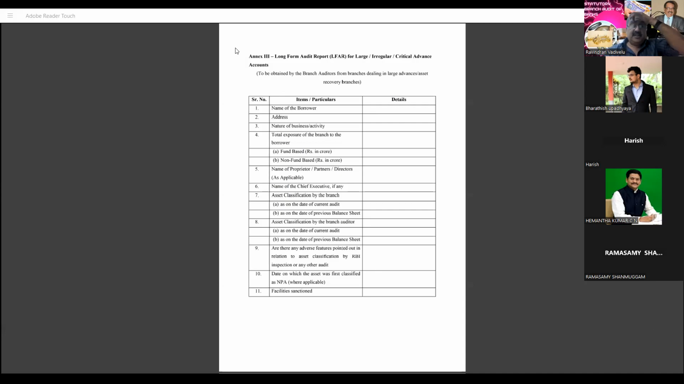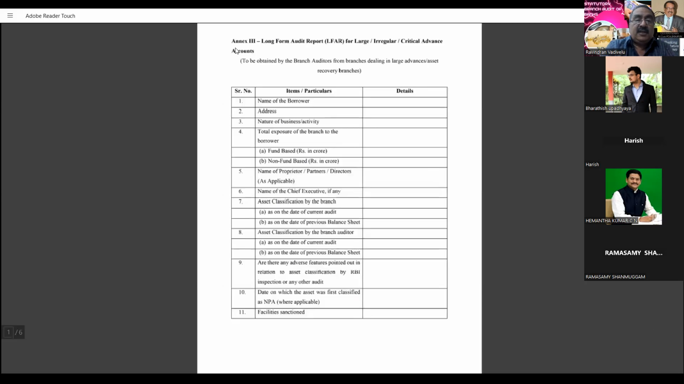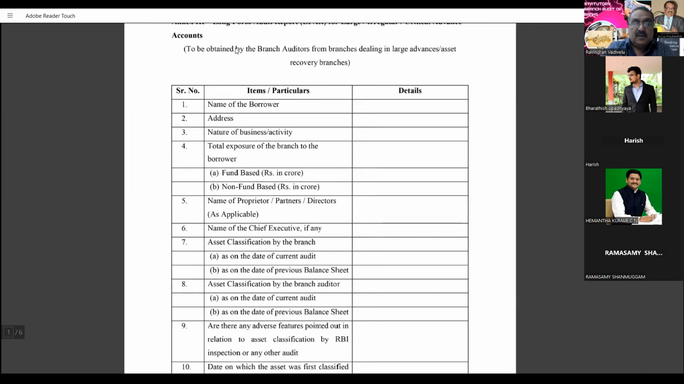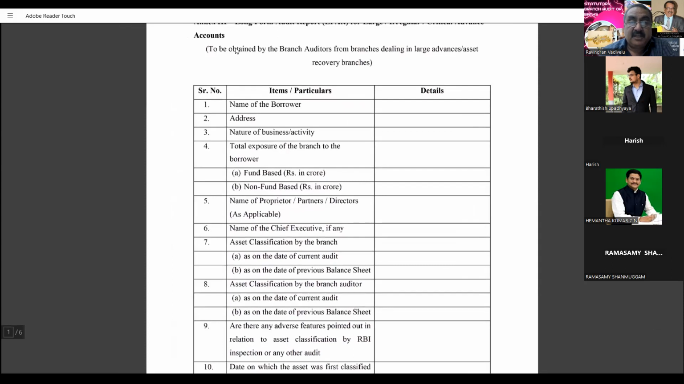Yes, thank you. So Annexure 3, that is the long form audit report, which is there for the large advances. It has to be obtained by the branch auditors from the branches. So that means you need not worry about this. The manager has to fill it and you have to verify it. So it is not your duty to fill it. So this point you have to bear in mind. This Annexure 3 has to be obtained by the branch auditor from the branches dealing in large advances. That means you need not worry at all. You need not fill this.